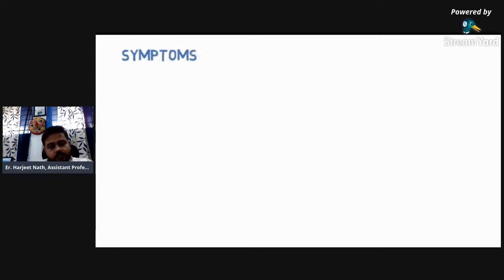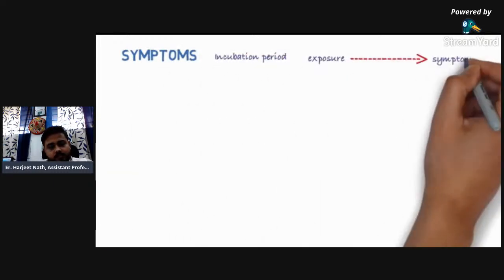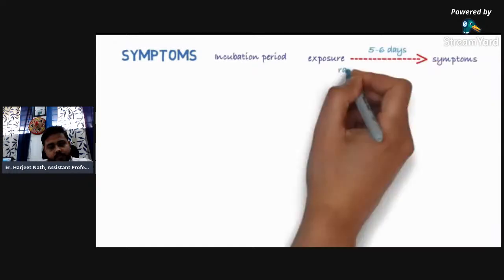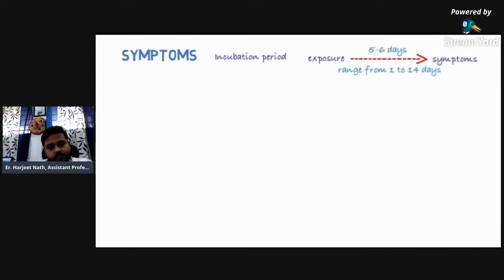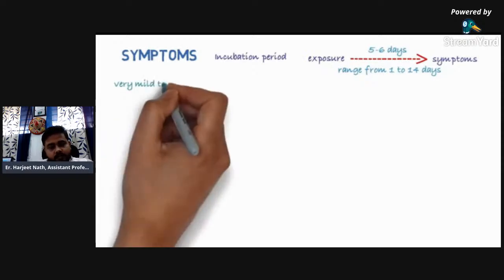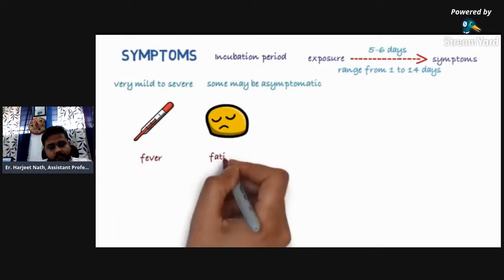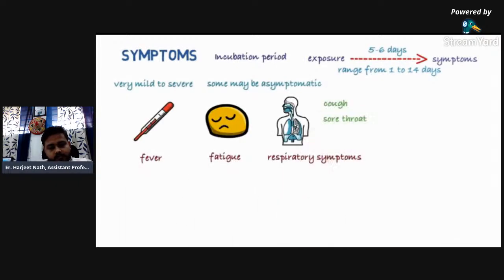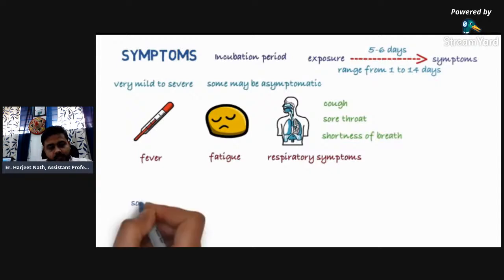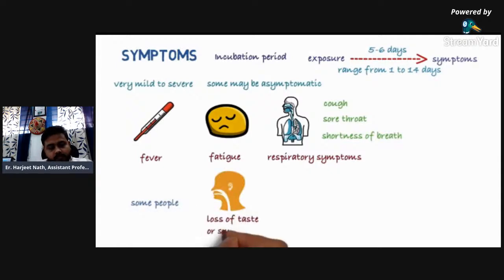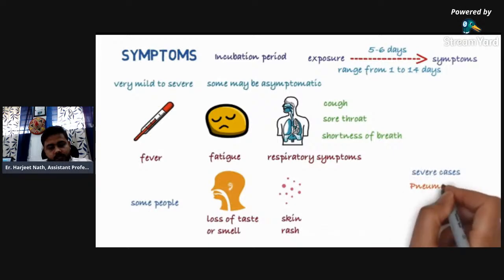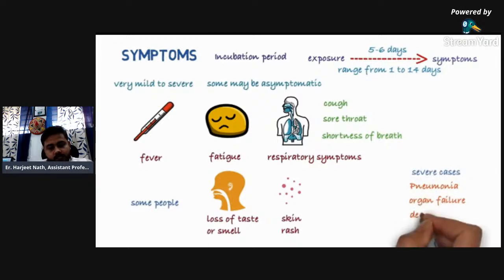What are the symptoms? The incubation period, which is the time taken from exposure to the virus and development of symptoms, is on average 5 to 6 days, but can range from 1 to 14 days. There can be a range of symptoms, from very mild to severe. Some people may not develop symptoms. Common symptoms include fever, fatigue, and respiratory symptoms such as cough, sore throat, and shortness of breath. Some people reported loss of their sense of taste or smell, and some may develop a skin rash. In more severe cases, there could be pneumonia, organ failure, and sometimes death.